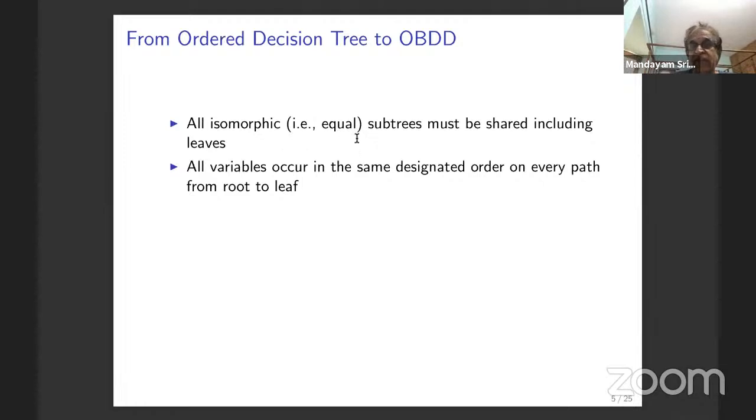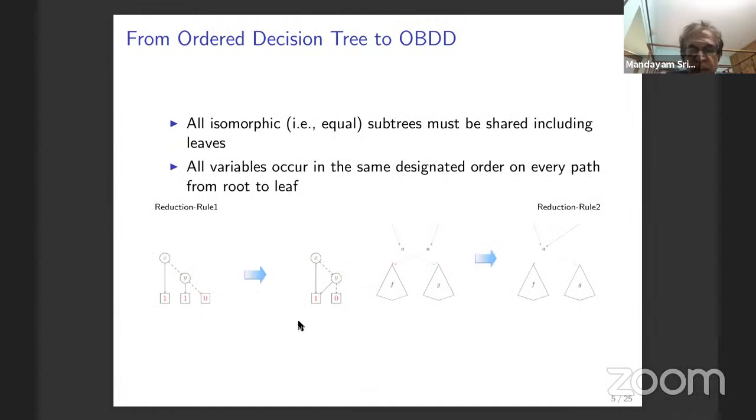So all isomorphic, that is equivalent, identical subtrees must be shared, including the leaves. And of course, the second one is that all variables occur in the same designated order on every path from root to each of the leaves. So reduction rule 1: you merge all the nodes that contain ones and zeros at the leaves into just a single copy for 1 and a single copy for 0, and then correspondingly merge the edges that go from other nodes to 1 and 0. So that is reduction rule 1 for merging the leaf nodes.